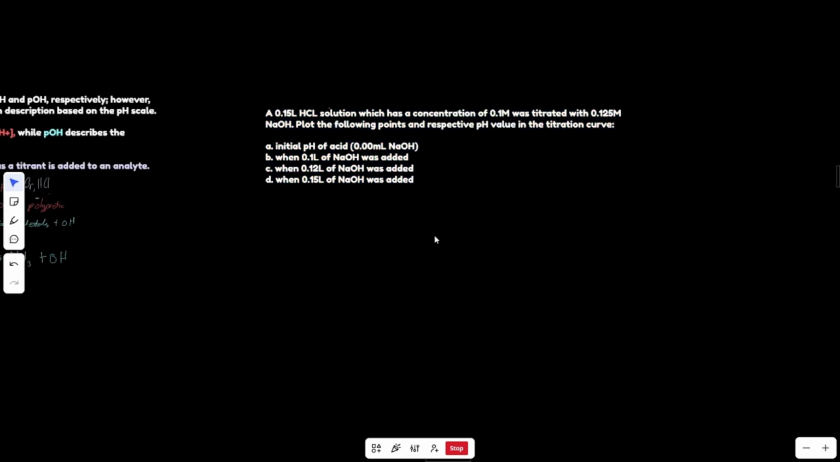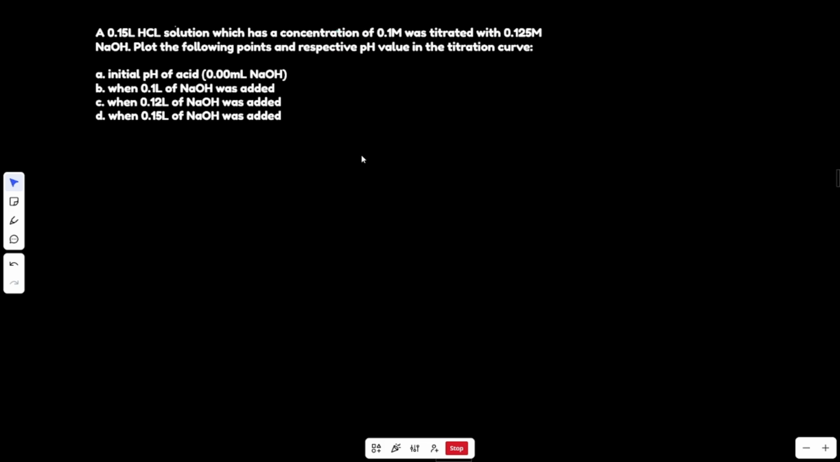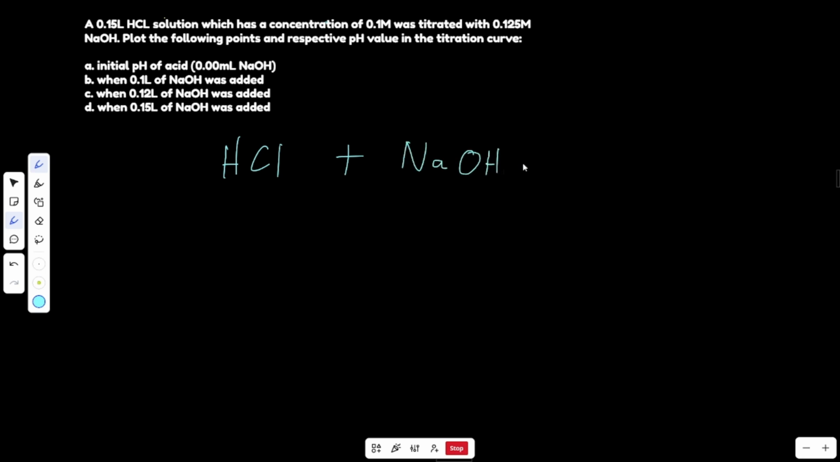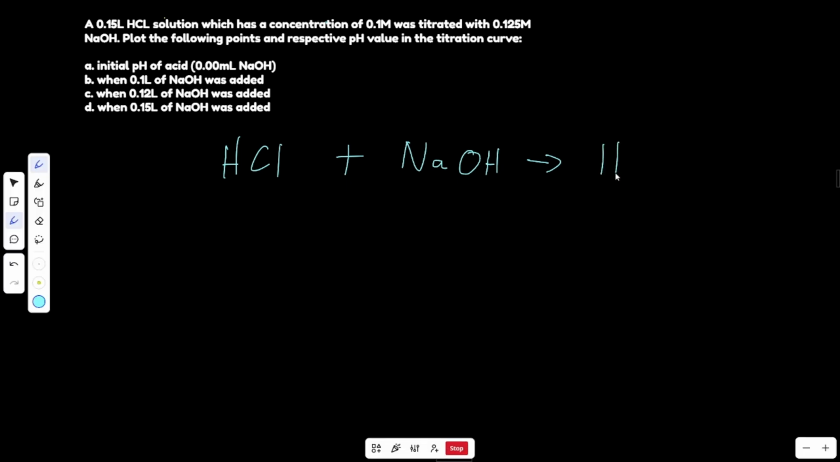Alright. There. So this is an example of a titration curve question, right? And we want to plot the points on our titration curve. First though, we have to identify what our acids and bases are here. This is actually the example that we've already been doing for a lot of our acid and base examples. We have hydrochloric acid reacts with sodium hydroxide to form water and sodium chloride.